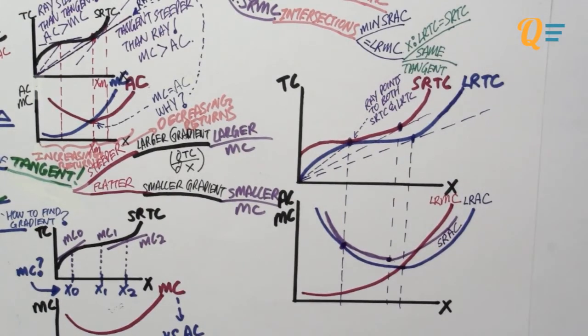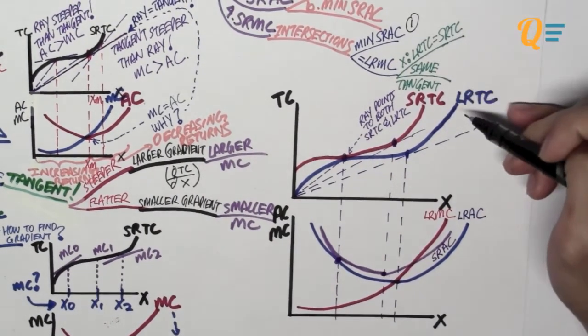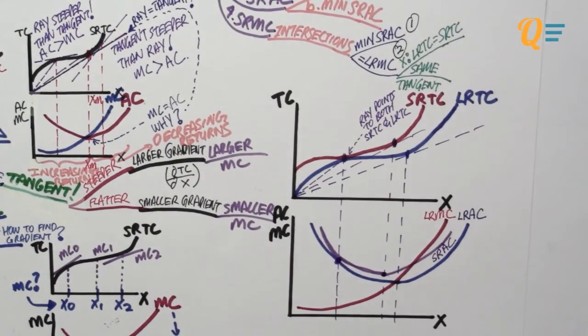I have my short run average cost curve. Alright, just one more curve to go. Just my short run marginal cost curve and we're done. Okay, so let's take a look at the intersections. We're going to need to find 1, 2 intersections.